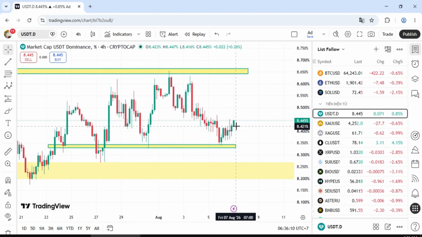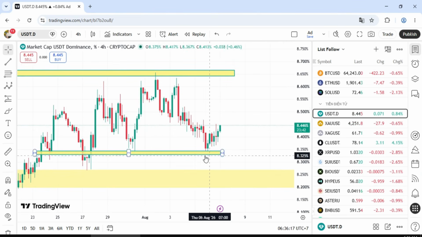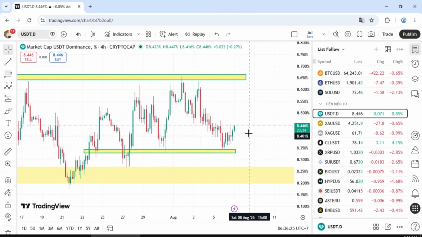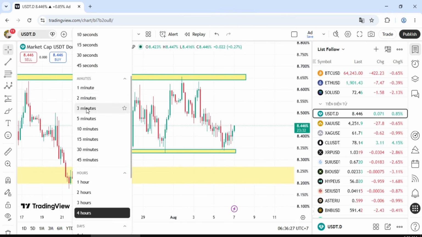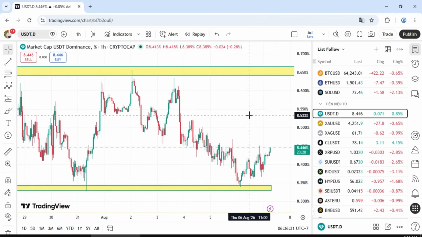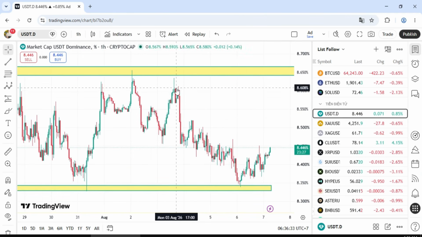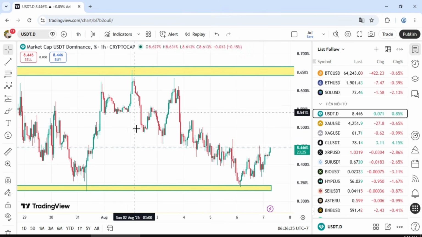Please note that as the dollar dominance increases, bids will decrease, everyone. So we see that USDT.D on the H4 or daily chart is trending upwards, and we are wondering how high it will go. Let's continue to observe on the H1 chart. On H1, we are seeing a structure of lower highs and lower lows. See, lower highs and lower lows, everyone.